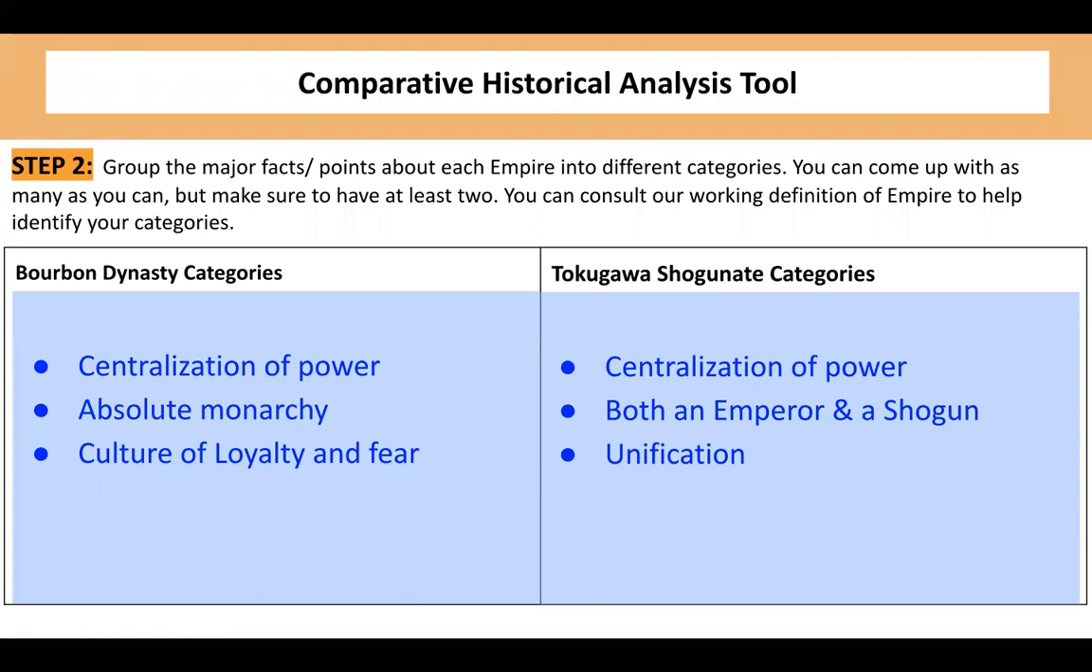Right. So when we look at step 2, we can see that there are a couple of things that they do have in common, but there's one category that really seems to stick out. And we're going to look at that one category, the centralization of power, when we look at step 3 in the next video.